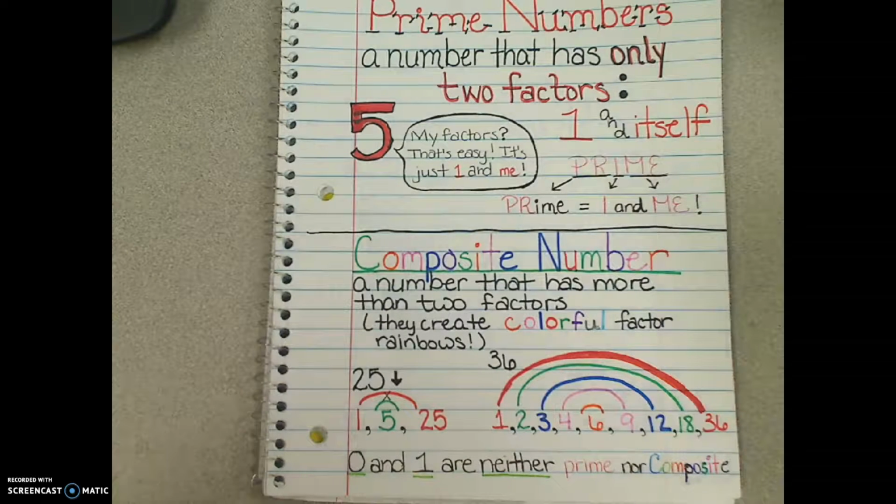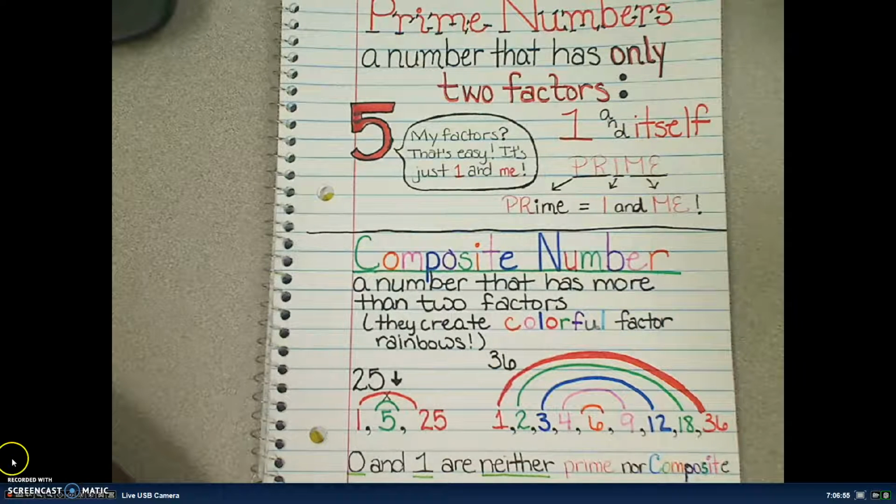0 and 1 are neither prime nor composite because they don't have two factors, nor do they have more than two factors. So if you need to take a moment and pause and write your notes properly, that's perfectly fine. And then just come on back. See you in a few minutes. If you have your notes, keep on going.